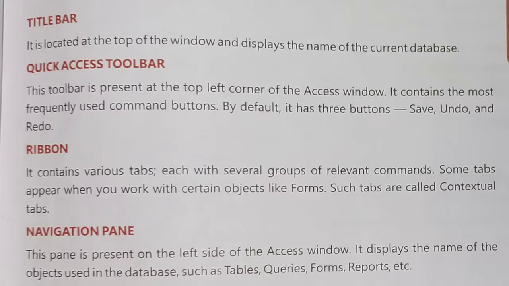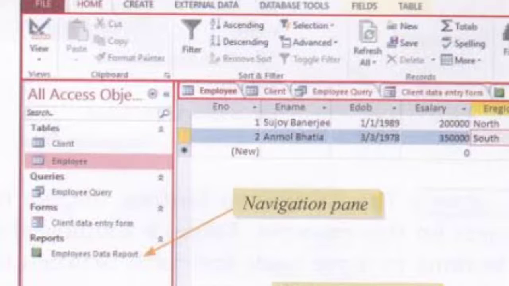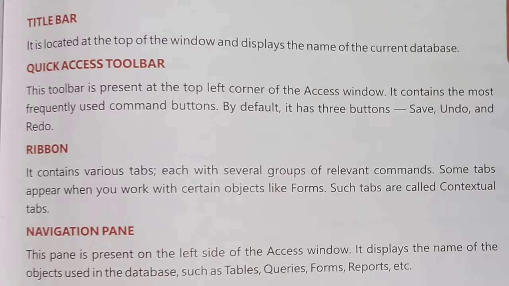The navigation pane displays database objects. Basically, the use of the navigation pane is to display database objects like tables, forms, queries, reports, etc. From the navigation pane, it is possible to open, edit, rename or delete these objects. Okay.